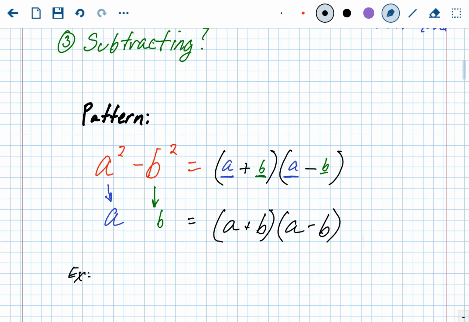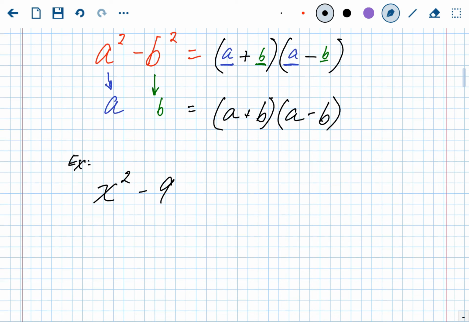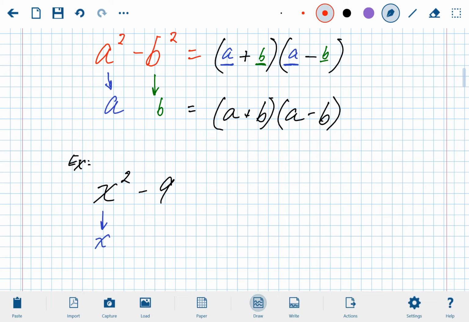All right, let's look at one with some basic numbers in it. Because again, we don't normally see a squared minus b squared. We'll see something like x squared minus 9. Run through the three questions. Are there two terms in this? Yeah, there are. You got x squared and 9. Are they both perfect squares? Yeah, x squared is x times x. 9 is 3 times 3.